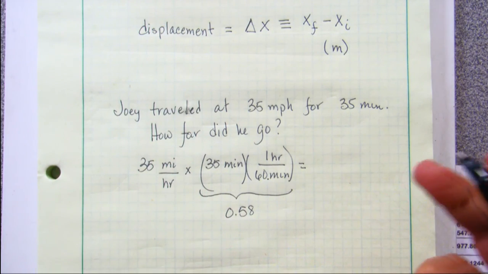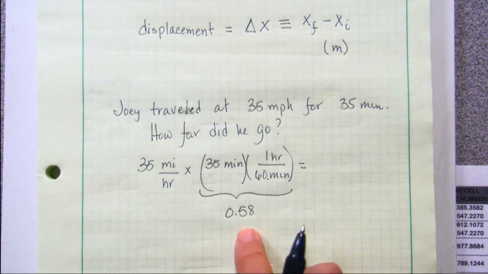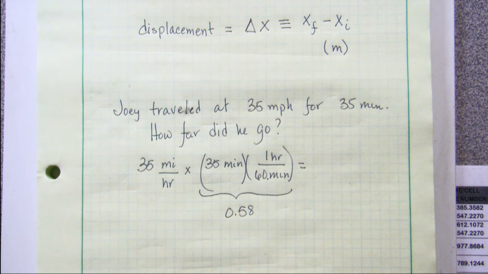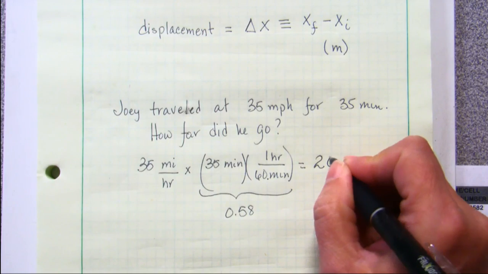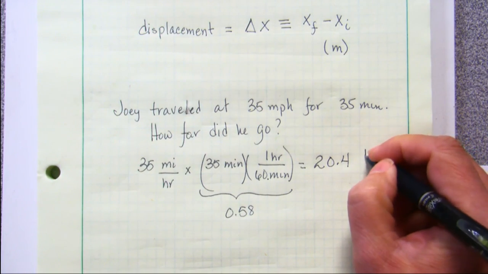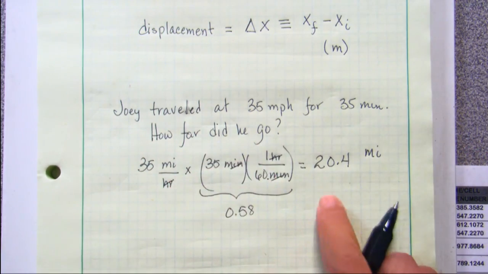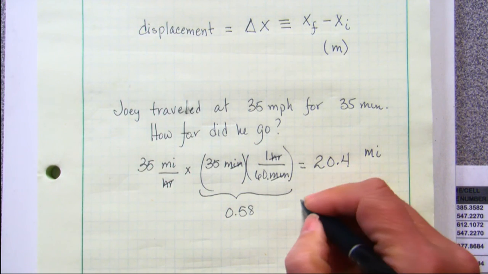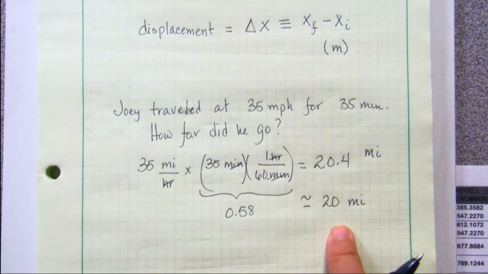Rule of thumb is you can carry an extra significant figure for your intermediate calculation, but it's going to be 0.58, and I'm going to multiply that by 35, and we find out that he traveled 20.4 as an intermediate miles, because minutes will cancel, hours will cancel, and I get 20.4 miles, but what I'm going to report is 20 miles because that's 2 significant figures, and I've got to use my little decimal point to show that that's a real value.